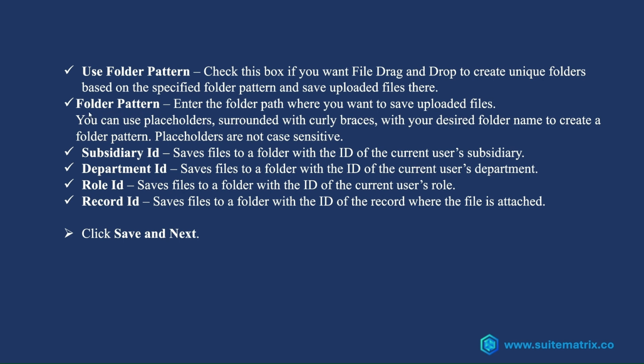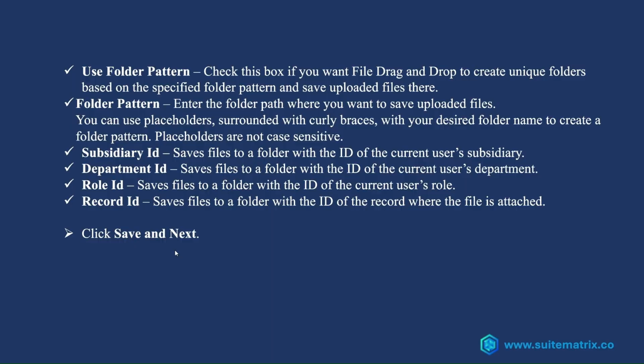Placeholders are not case-sensitive. Subsidiary ID saves files to a folder with the ID of the current user's subsidiary. Department ID saves files to a folder with the ID of the current user's department. Role ID saves files to a folder with the ID of the current user's role. Record ID saves files to a folder with the ID of the record where the file is attached.